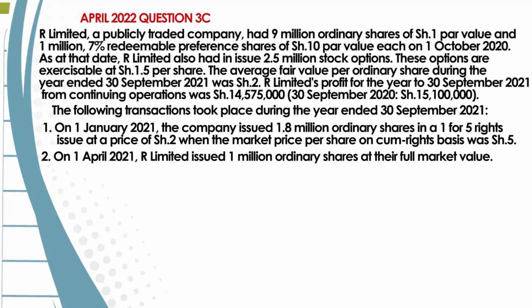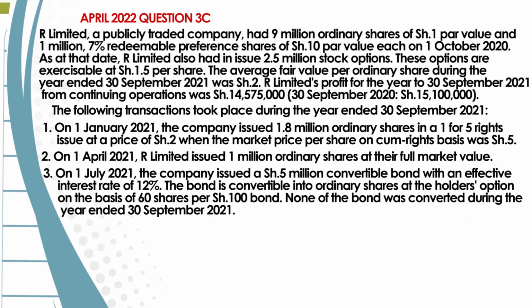2. On 1st April 2021, A Limited issued 1 million ordinary shares at full market value. 3. On 1st July 2021, the company issued shillings 5 million convertible bonds with an effective interest rate of 12%. The bond is convertible into ordinary shares at the holder's option on the basis of 60 shares per 100 bonds. None of the bonds were converted during the year ended 30th September 2021. 4. The income tax rate applicable to A Limited is 30%.